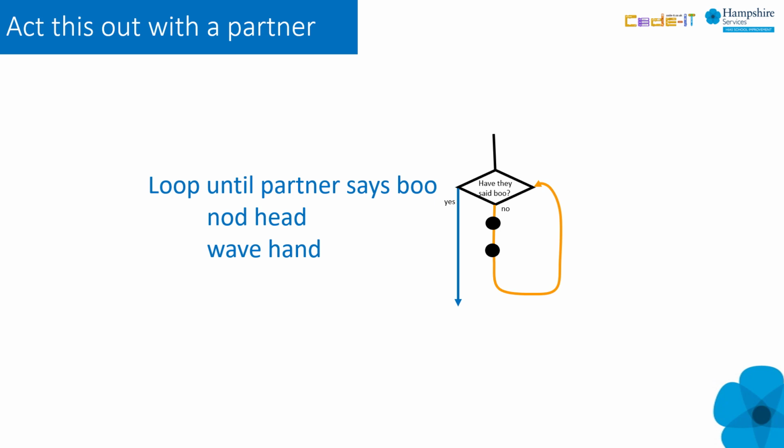Getting pupils to act this out with a partner helps to make the learning more active and gives the teachers something to observe to see if pupils are carrying out correctly. Are pupils saying, have they said boo? When they get to the condition, are they going down the correct path?